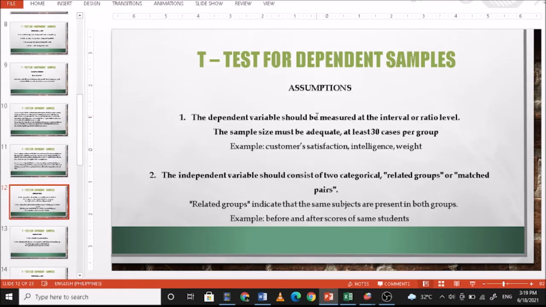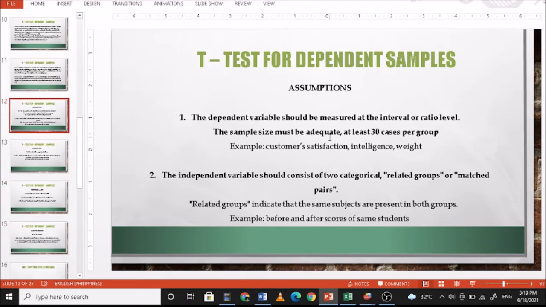For the assumptions for the t-test for dependent samples, the dependent variable should be measured at the interval or ratio level, so it's still continuous. Examples again are customer satisfaction, intelligence through your IQ scores, and weight or height. Then the sample size must be adequate, at least 30 cases per group.